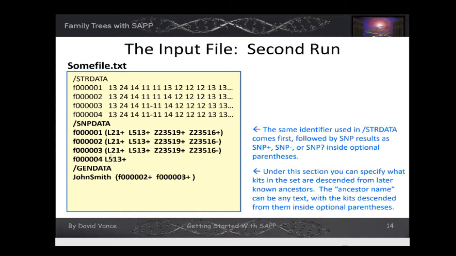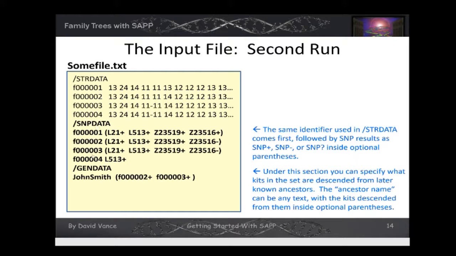Now, I only have one SNP for this last one. I know they're 513 positive, and I did this in part to show you that the parentheses are optional. You put the parentheses in mostly because if they span several lines, then SAPP can track which ones are associated with this particular kit if it goes on for several lines. But otherwise, you don't need them.